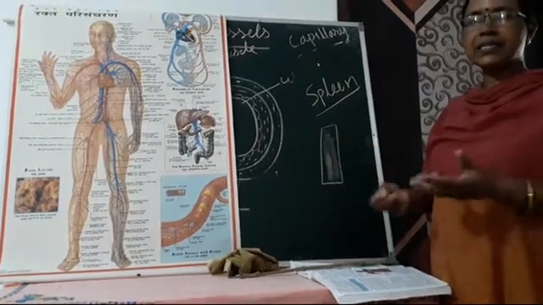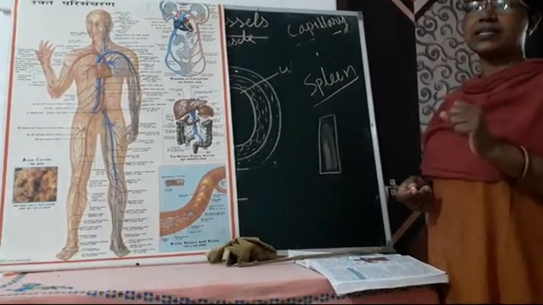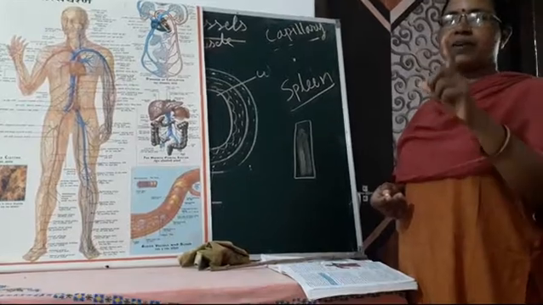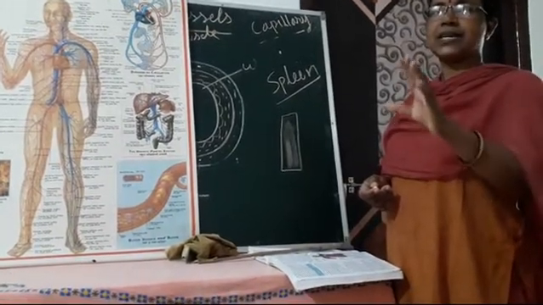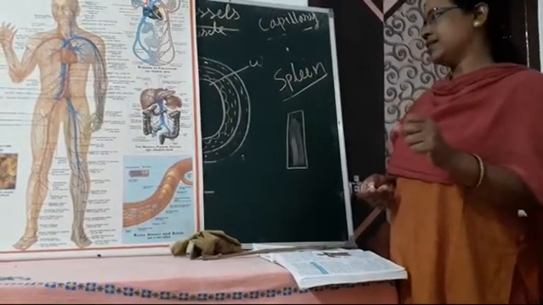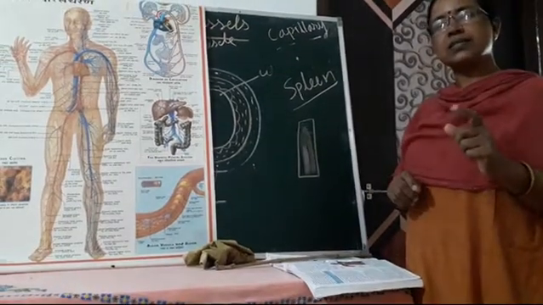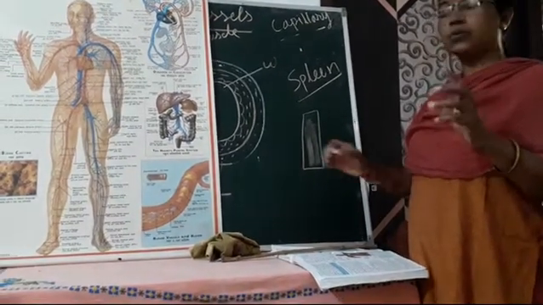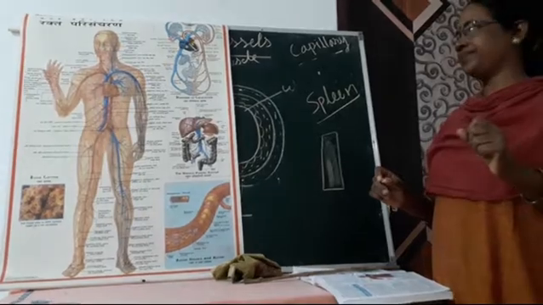So we will see the different types of blood cells: red blood cells, white blood cells, platelets, types of white blood cells, etc. So this way we can examine all the types of blood cells.